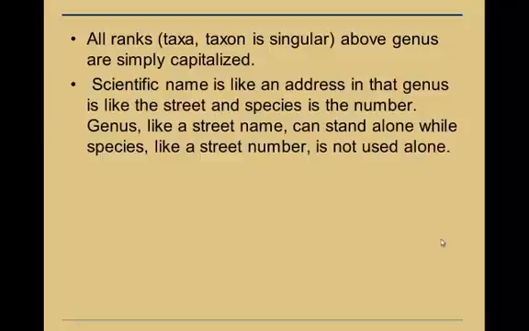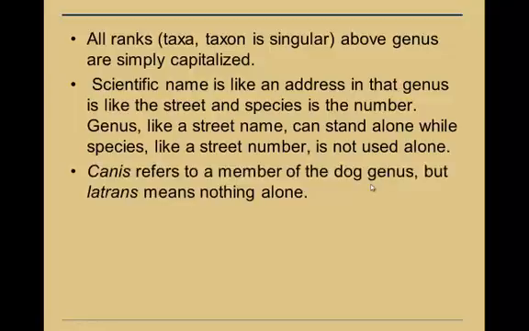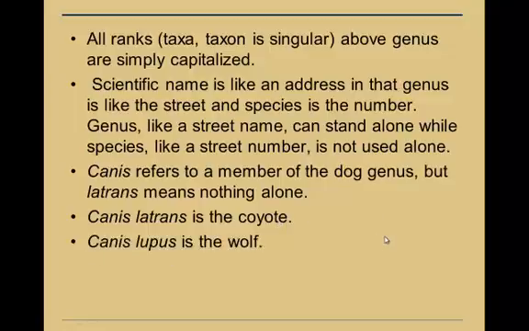Think of a scientific name as like an address, where the genus is like the street and species is a number. Genus, like a street name, can stand alone, while species, like a street number, is typically not used alone. Think of the genus Canis. Canis refers to a member of the dog genus. But if you hear the word latrans, that doesn't mean anything alone. But you put it together, Canis latrans, that means a coyote. In fact, latrans in Latin means barking. So Canis latrans is the barking dog. And just to show you an example of another scientific name closely related to this one, Canis lupus is the wolf. That gives you a feeling for how scientific names are used.